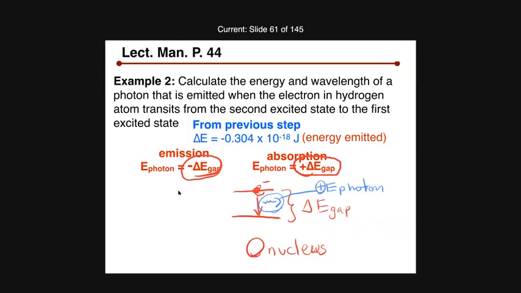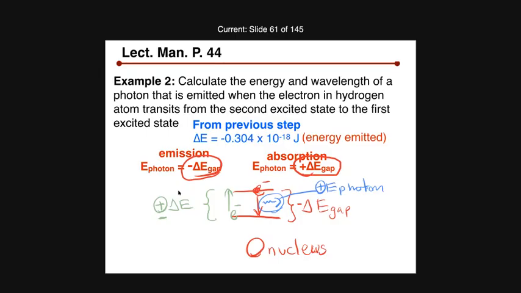This energy gap right here is going to be negative when it emits that energy of the photon, if it's going from a higher energy level to a lower energy level. However, if the electron goes from a lower energy level to a higher energy level, this is absorption. So the delta E would be the same value, except the sign would be positive, indicating that the electron absorbed, or was added, that amount of energy.